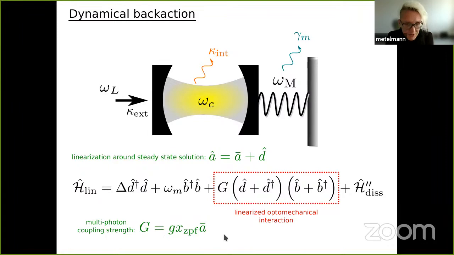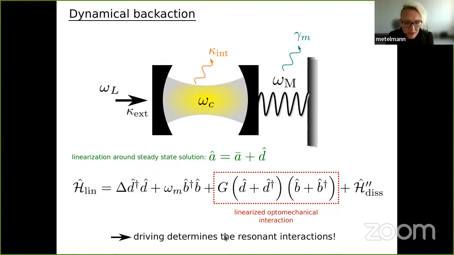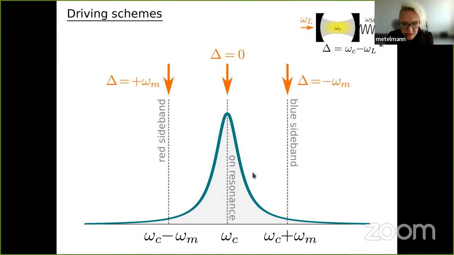And important is that often the way you drive the system will determine what kind of interaction you have. And I have here one slide about some driving schemes. There are other variations or combinations of it, and it depends on whether we are in a regime of what we call sideband resolved, meaning that this is the resonance of the cavity, and then we have the red sideband on the left, just one omega m away. It's resolved, meaning that kappa, the width of your cavity resonance, is smaller than your mechanical frequency, and then we have another sideband on the right side, which is called the blue sideband.